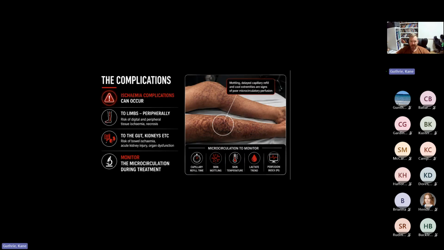These drugs do come with complications. So ischemia can occur, okay? And so we can see mesenteric ischemia. We can see tissue ischemia to the digits and the limbs. So there are risks of tissue ischemia and necrosis to the toes, to the gut, the kidneys. So you want to assess all of these. And this is where your ongoing assessment of the microcirculation will pick up if you're worsening.